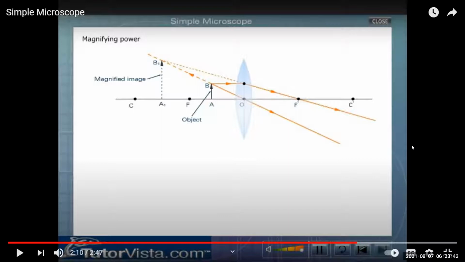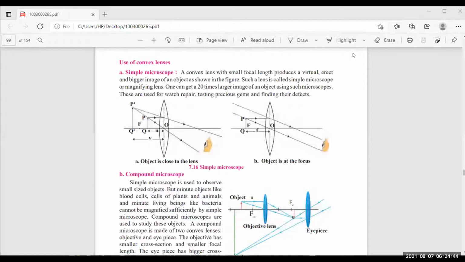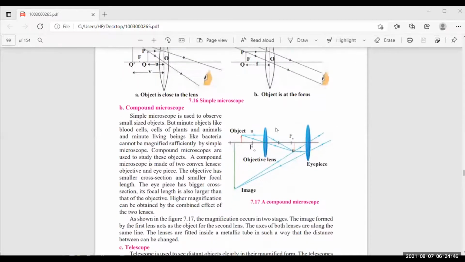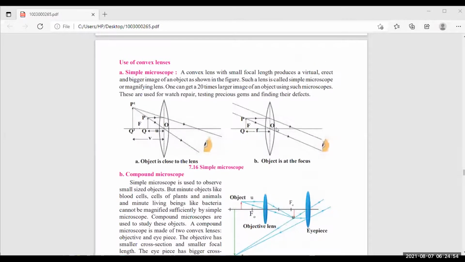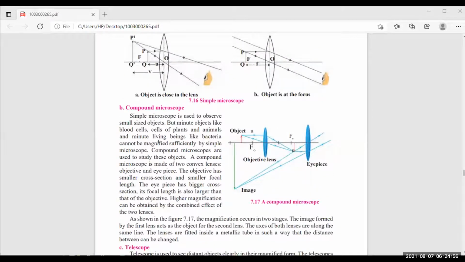So from this figure, maybe you got the idea about the simple microscope. Any doubt? How should one see in this compound microscope? Can you tell me? Okay, once again, I think I have to show you one video.